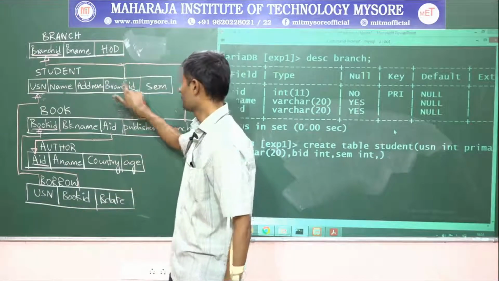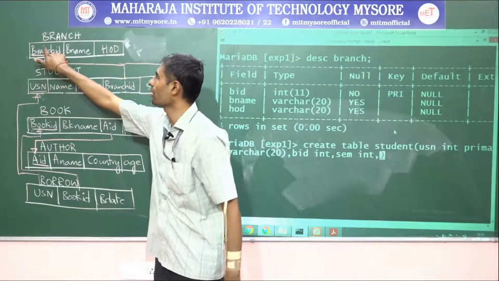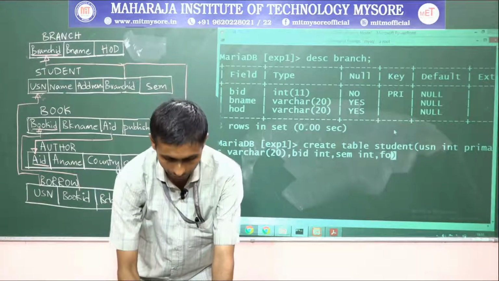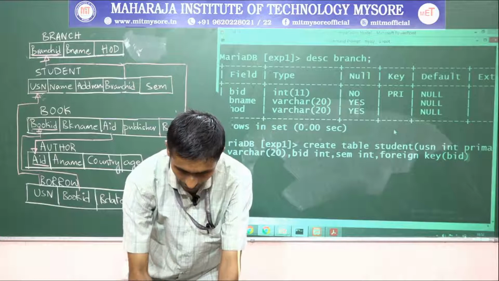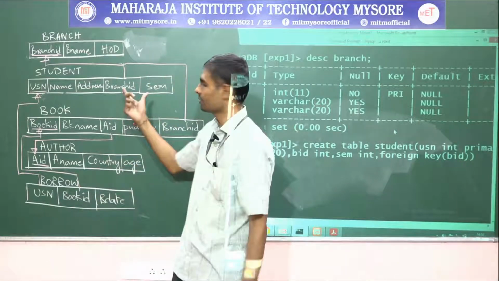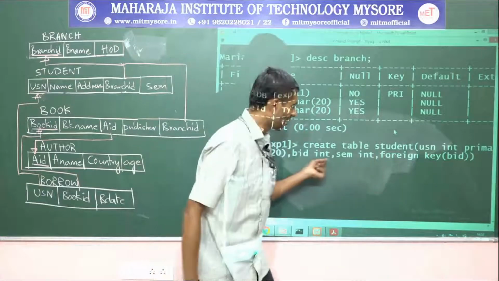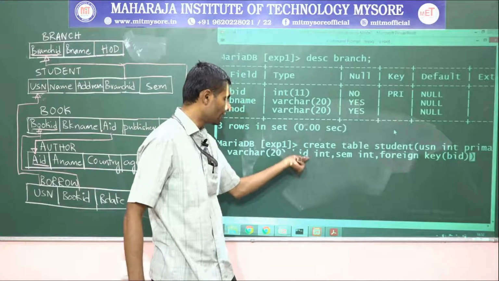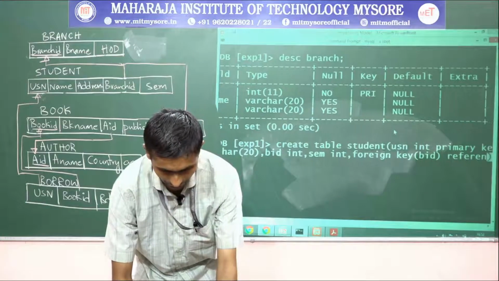What is that? This branch ID, I want to make it as foreign key, and it should point to branch table branch ID. So that, how can I make? Foreign key of BID, right? Foreign key of BID. This represents foreign key of BID. This statement represents the current table. This BID represents the current table defined BID, this BID. And it should point to where, guys? References.